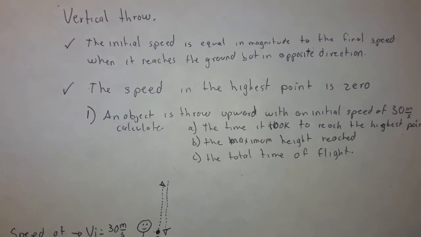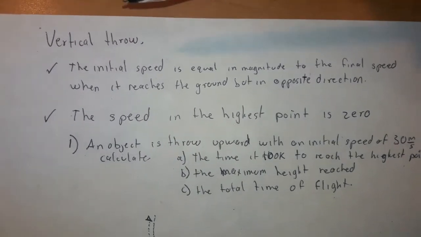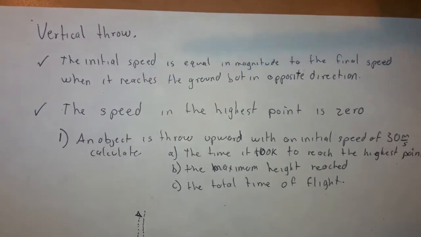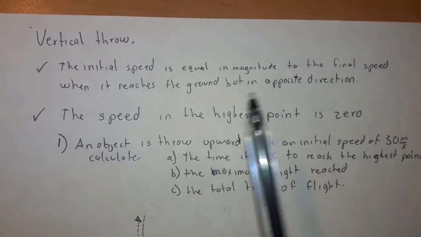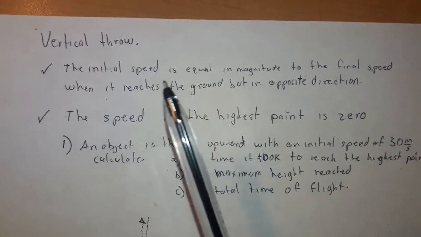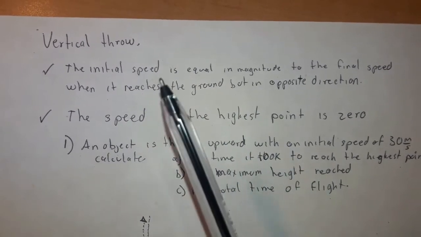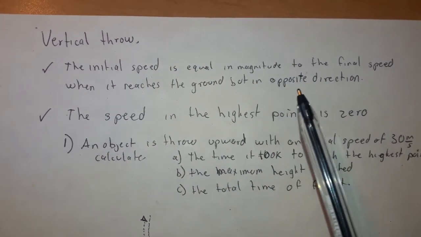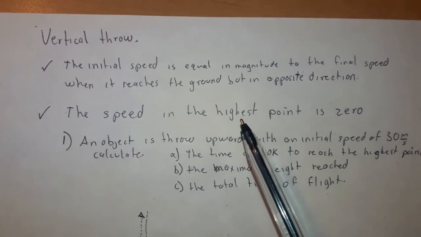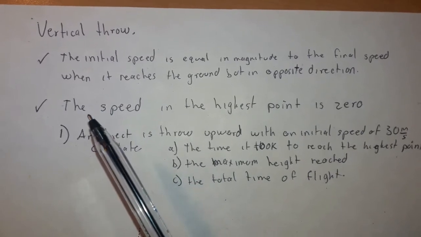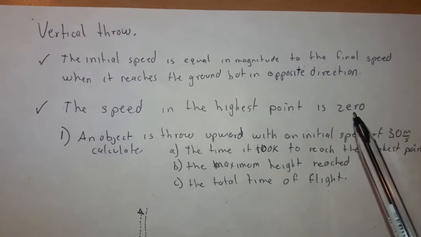First I have to tell you some things about the vertical throw. Remember that in the vertical throw, the initial speed is equal in magnitude to the final speed when it reaches the ground. I mean, the initial speed when it goes up is equal to the final speed when it goes down, but in the opposite direction, so the one that is going to the ground is negative. Also, you all have to know that the speed at the highest point of motion is zero.